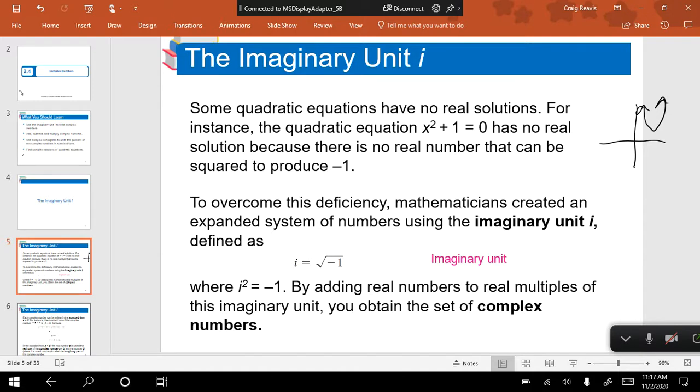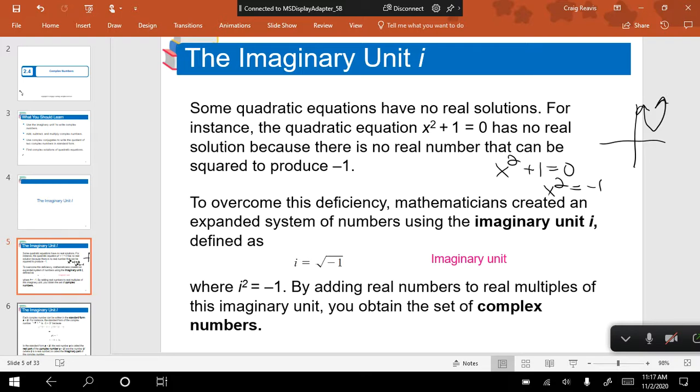The reason it has no real solution is because there's no real number that can be squared to produce -1, right? If we were to solve x squared plus 1 equals 0, I would subtract 1 and I would get x squared equals -1. And then we know there's no real number we can square that would equal -1. That's where our imaginary and our complex numbers come into play.